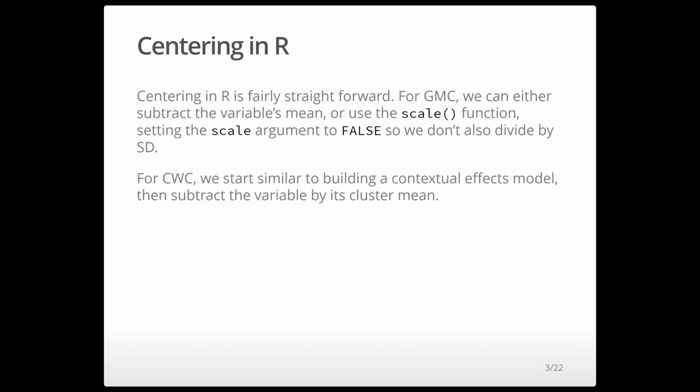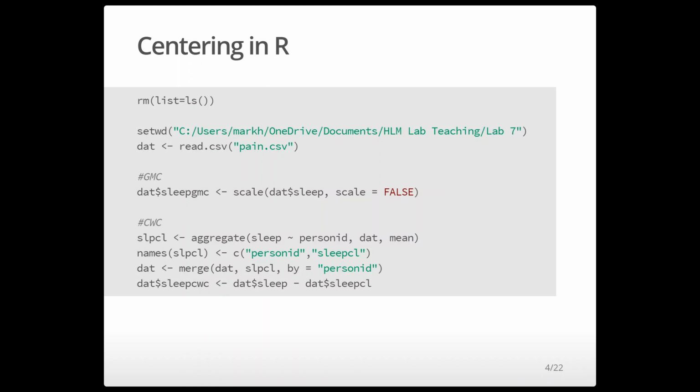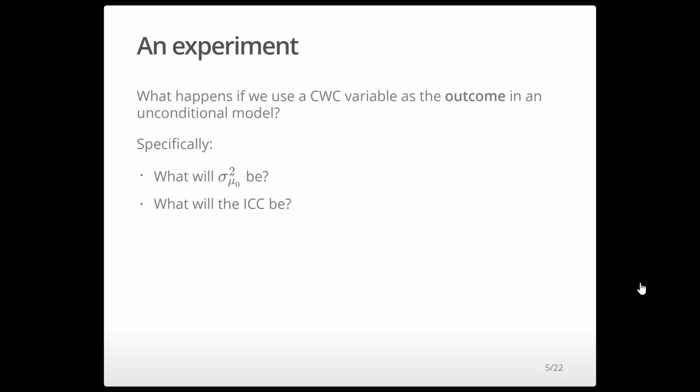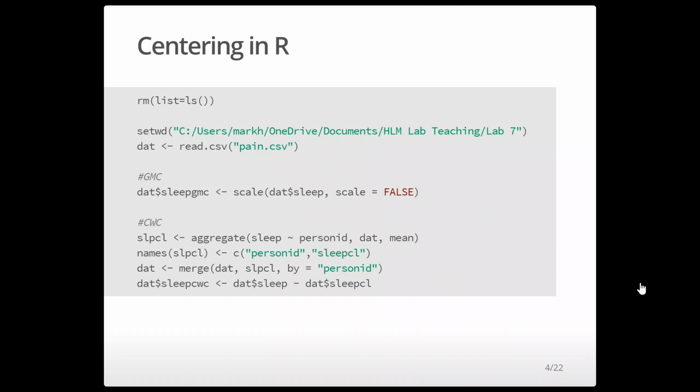For centering within cluster, we start similar to building our contextual effects model, but then we subtract the variable by its cluster mean instead of just using it as a predictor. So here's some code where you can see how we would do the centering. Here you see the scale function simply is calling scale on the variable that we want and then setting scale equals false. The one thing about this is that it will add some attributes to your variable, which may make it a little bit funky to do some other things with, but don't worry about that too much for now.